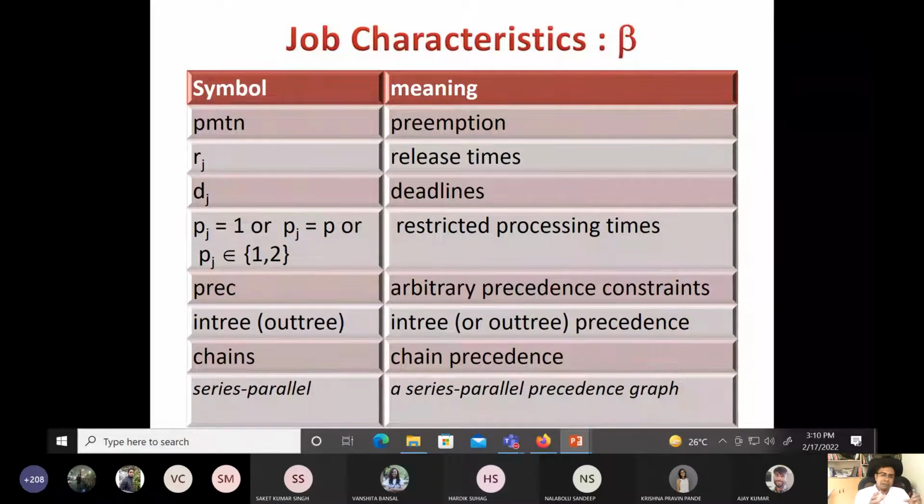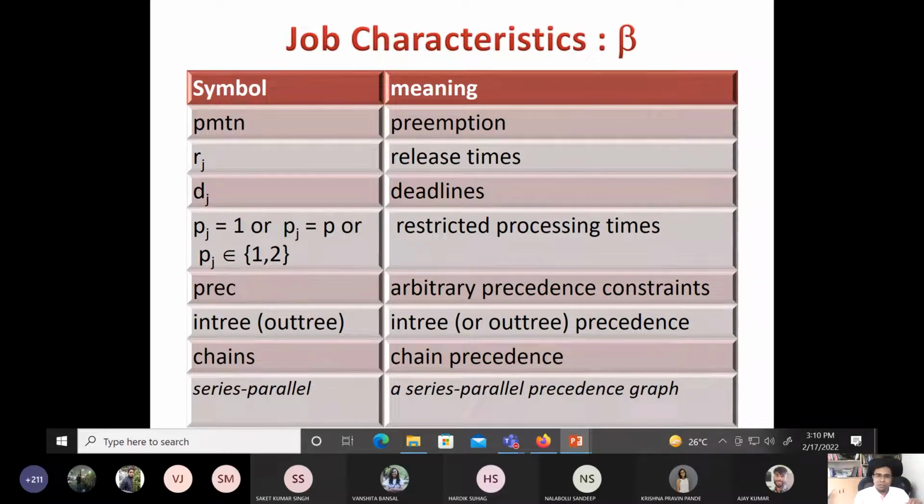Restricted processing time means the processing time of each job is either unit execution time or a fixed execution time, or it is 1 or 2, so unit execution or 2 units. Suppose jobs take either 1 hour or 2 hours. Suppose all jobs take 10 hours, then we say that PJ is equal to P.